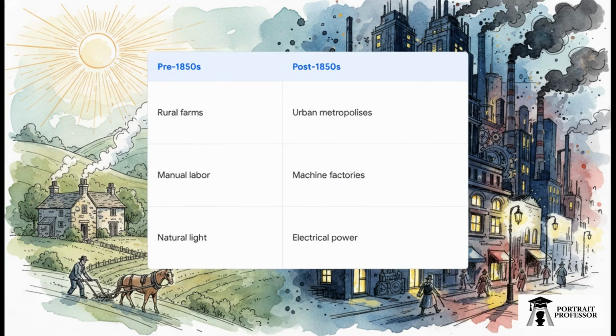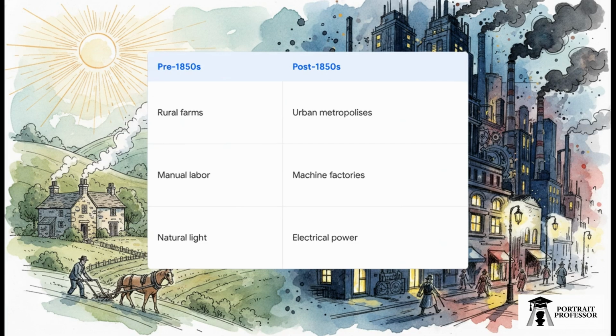Think about it. Before the 1850s, life was mostly rural farms, manual labor, and relying on natural daylight. But post-1850s, everything flipped. We see a massive migration of people from the countryside into these huge, expanding urban metropolises. Machine-powered factories completely replaced manual labor. We got the internal combustion engine and electrical power generation. Suddenly, the world was loud, it was fast, it was brightly lit at night, and it was crowded.